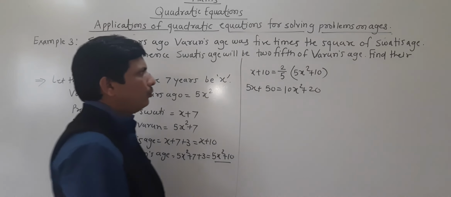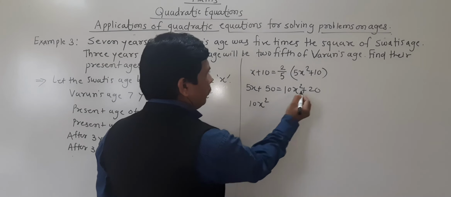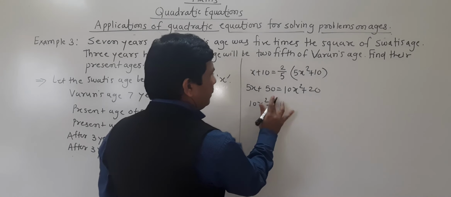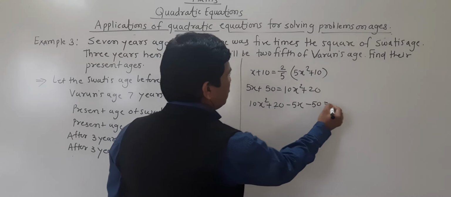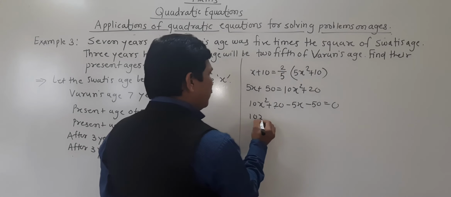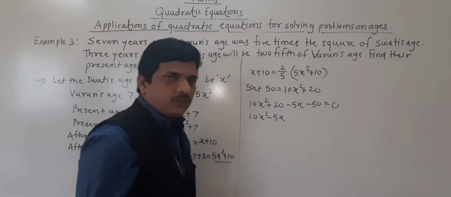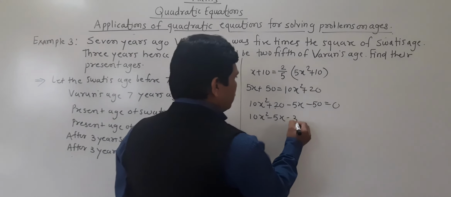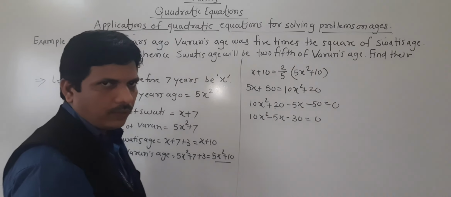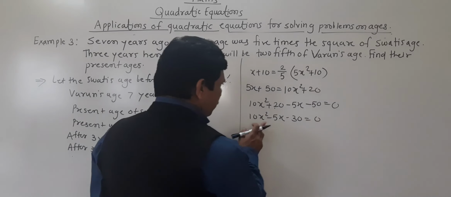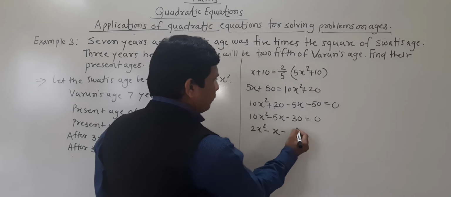Now we will collect like terms. 10x square plus 20 minus 5x minus 50 is equal to 0. So 10x square minus 5x plus 20 minus 50, that will be minus 30, is equal to 0. All the three terms are divisible by 5. So we will take its reduced term. So 5 twos are 10, 2x square minus x minus 5 sixes are 30.